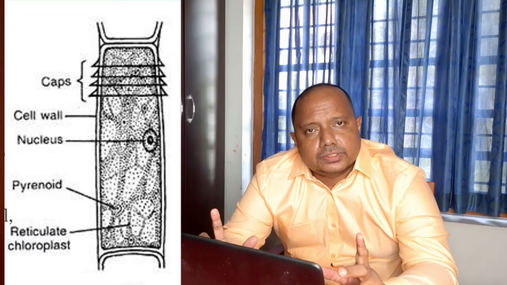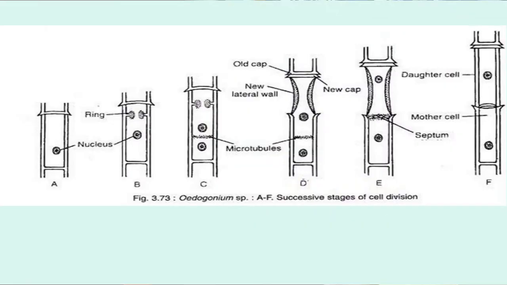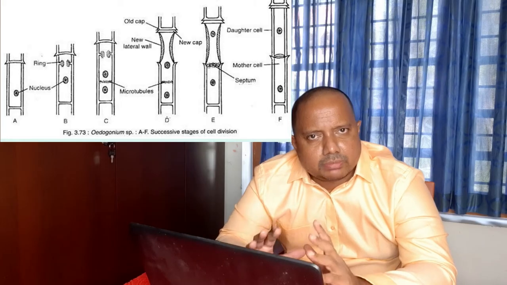How does the growth of the filament take place? Growth in Oedogonium takes place with the division of the middle cells, or intercalary cells. In the figure we can see the dividing cell. As usual, the nucleus, which is located towards the periphery, an eccentric nucleus, moves towards the center of the cell. It undergoes normal mitotic division. After the division, the two daughter nuclei separate, and in between the nuclei a cell plate is formed. It is normal in plant cells, where the separation of the cytoplasm takes place with the development of a cell plate.